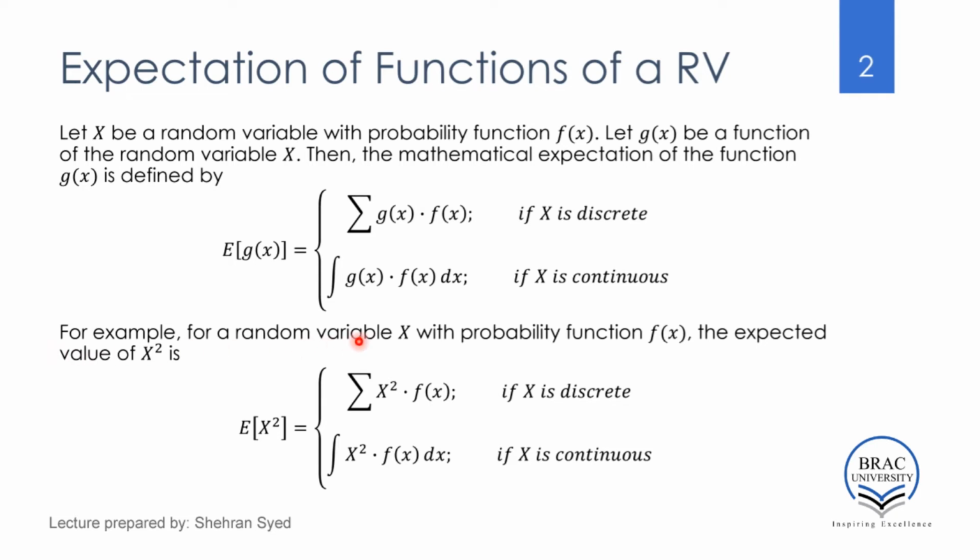For example, let's take a random variable x with a probability function f of x. If we wanted to find the expected value of x squared, which is a function of x, we can do so using this formula. The expected value of x squared, if x is discrete, would simply be the summation of x squared times f of x for all values of x. And if x is continuous, it would be the integration of x squared times f of x dx over all values of x.